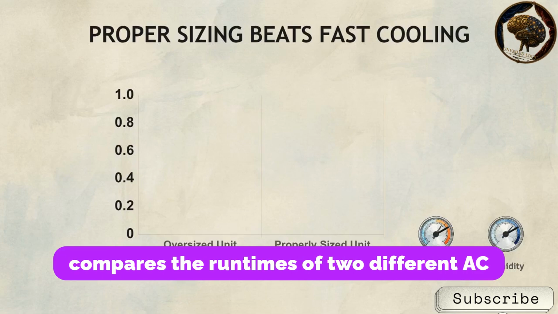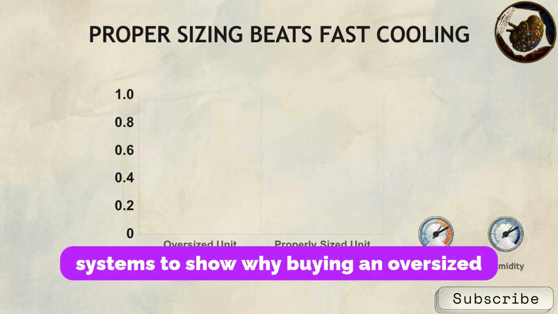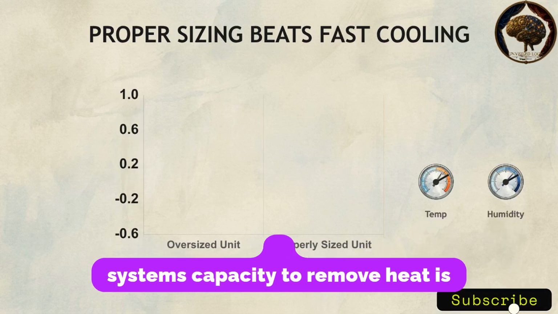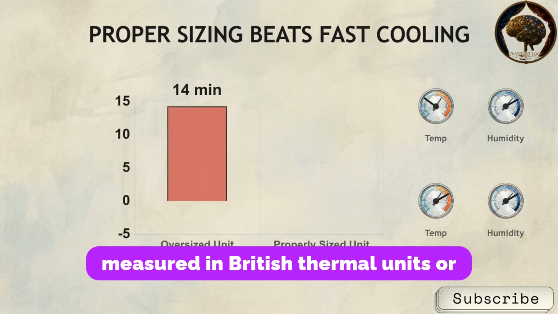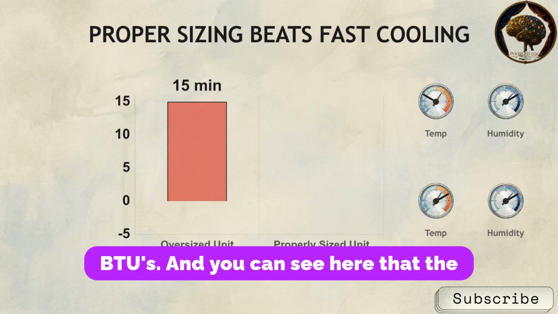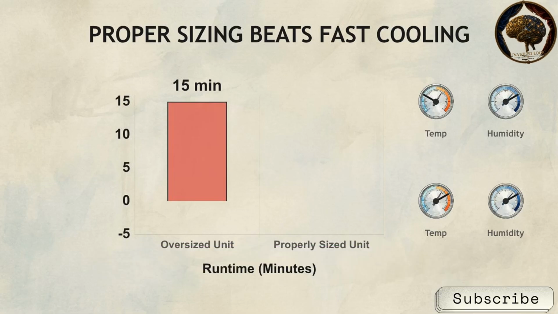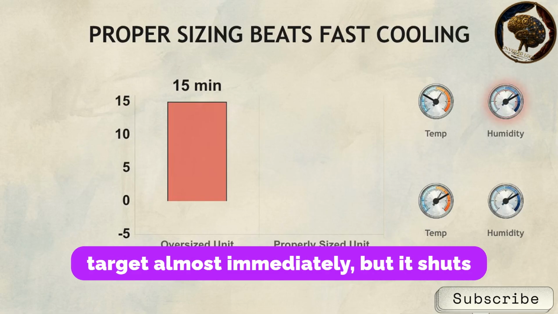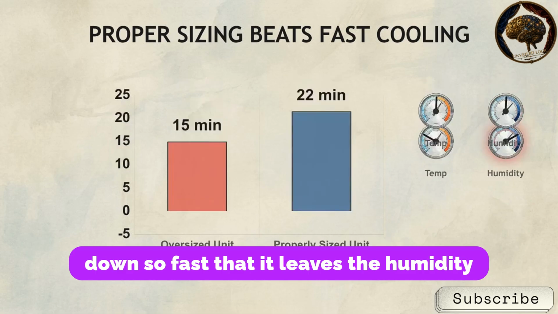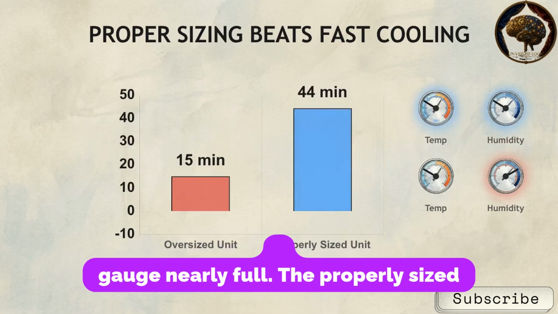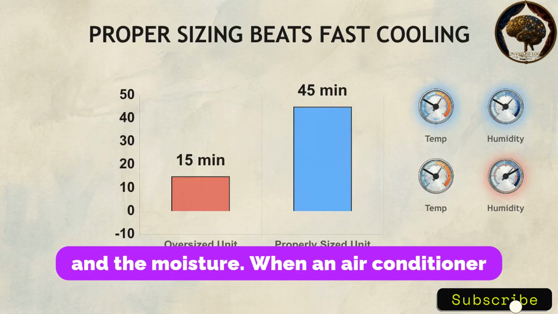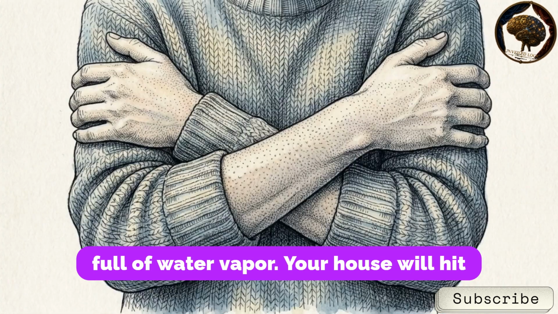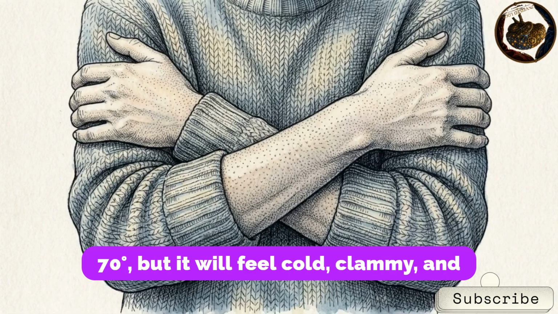This chart compares the runtimes of two different AC systems to show why buying an oversized unit to intentionally cool your house faster is a massive design failure. A system's capacity to remove heat is measured in British thermal units, or BTUs, and you can see here that the oversized unit runs for a very short, truncated period before shutting off. Looking at the gauges on this same chart, the oversized unit hits its temperature target almost immediately, but it shuts down so fast that it leaves the humidity gauge nearly full. The properly sized unit runs longer, emptying both the heat and the moisture. When an air conditioner short cycles like this, it leaves the air full of water vapor. Your house will hit 70 degrees, but it will feel cold, clammy, and uncomfortable.